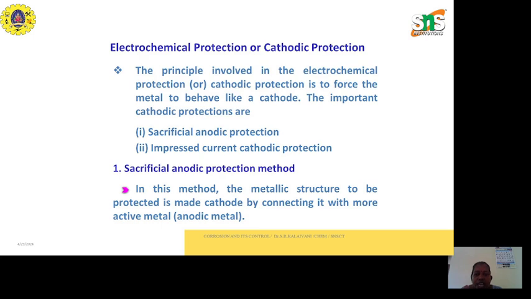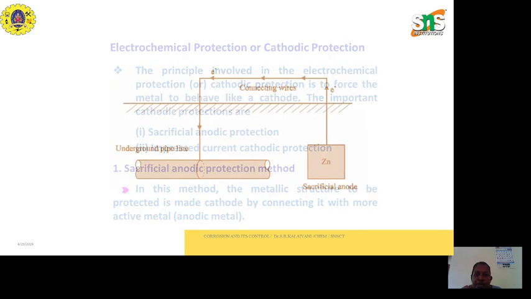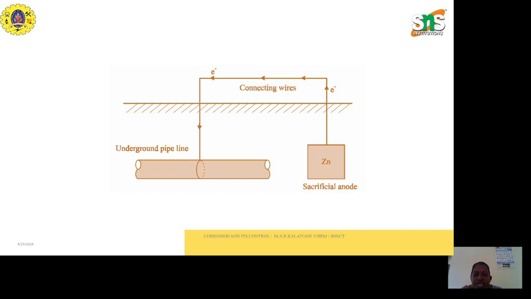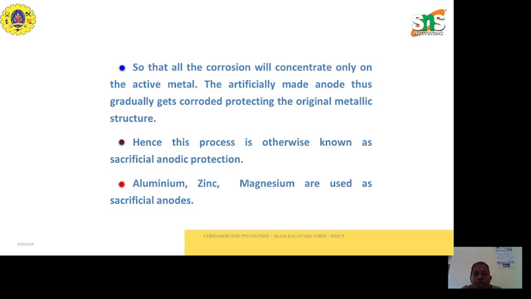First is the sacrificial anodic protection method. In this method, the metallic structure to be protected is made a cathode by connecting it with a more active metal, that means an anodic metal. This is the diagram for the sacrificial anodic protection method. Underground pipelines are connected to a sacrificial anode so that all the corrosion will concentrate only on the active metal, that means the sacrificial anode. The artificially made anode thus gradually gets corroded, protecting the original metallic structures. Hence, this process is otherwise known as sacrificial anodic protection.